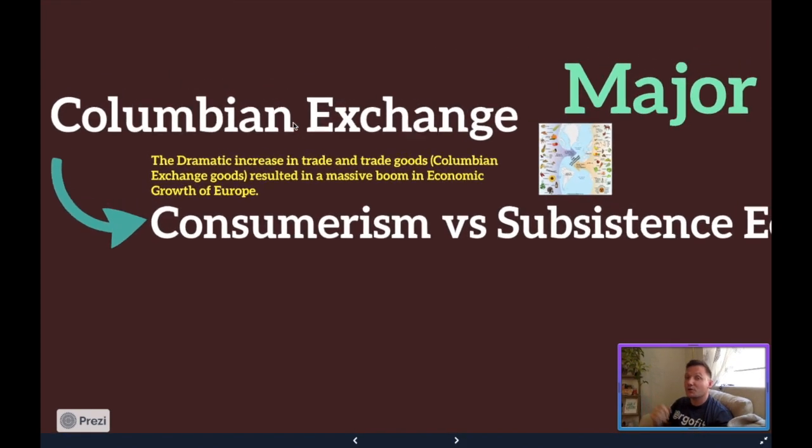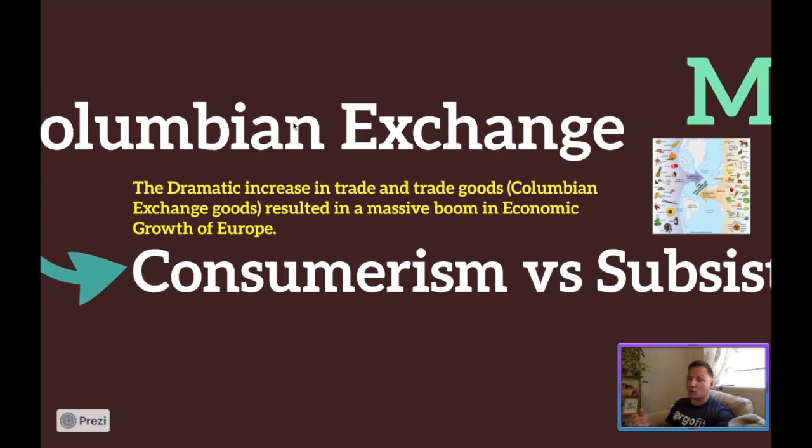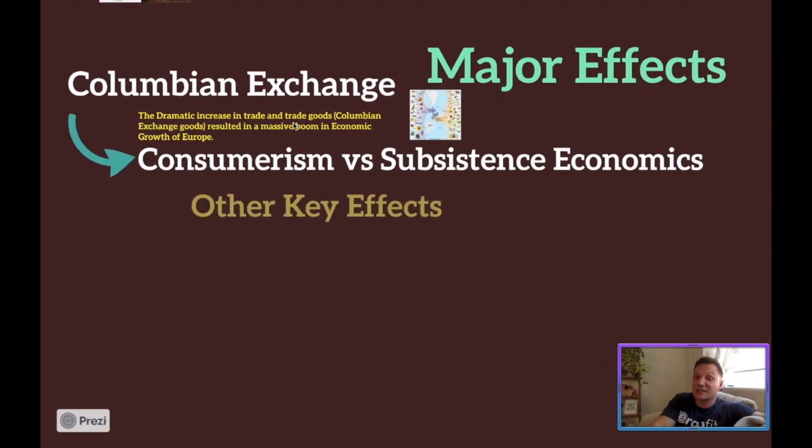Because consumerism is the dramatic increase in trade and trade goods, the Columbian Exchange goods we were just talking about, which resulted in a massive economic boom and growth in Europe. So, an economic growth in Europe. It's literally going to dynamically change the way everything is structured.